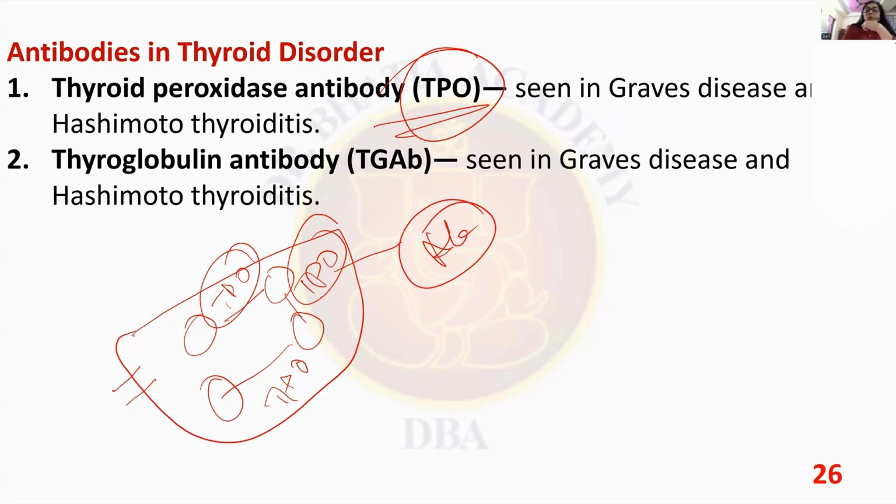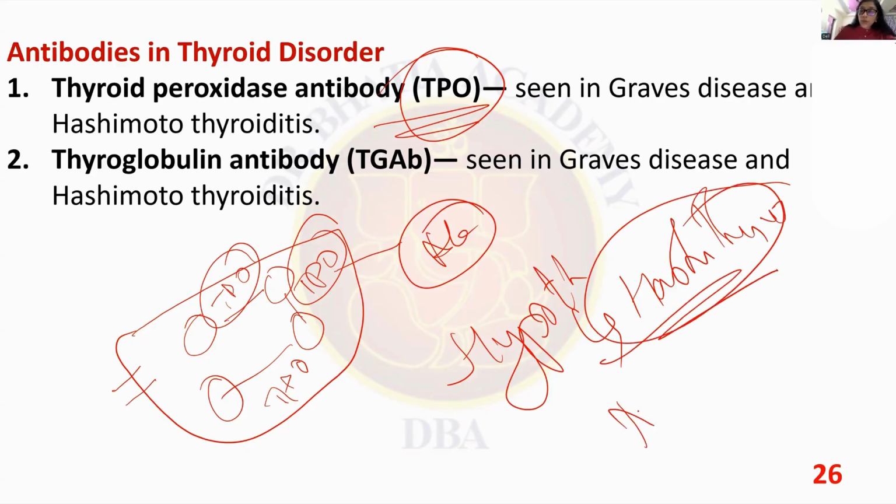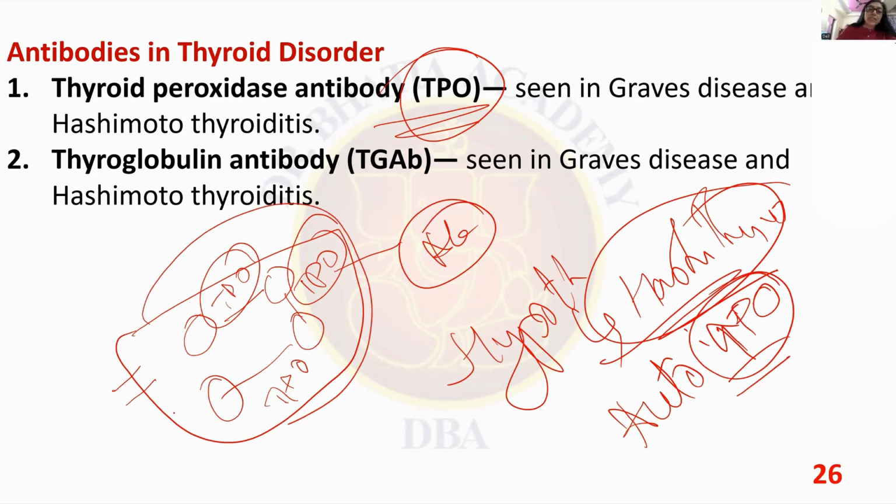इफ यू हैव TPO एंटीबॉडीज, देन द पेशेंट विल हैव हाइपोथायरॉयडिज्म, and that is a condition known as Hashimoto's thyroiditis. Hashimoto's thyroiditis, which is an autoimmune condition with high levels of high titers of thyroid peroxidase antibodies, and these antibodies do not allow thyroid hormone synthesis. So that is Hashimoto's thyroiditis.